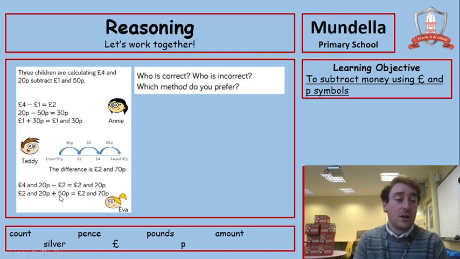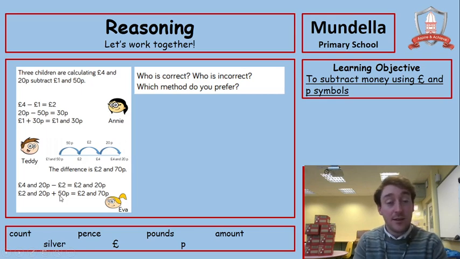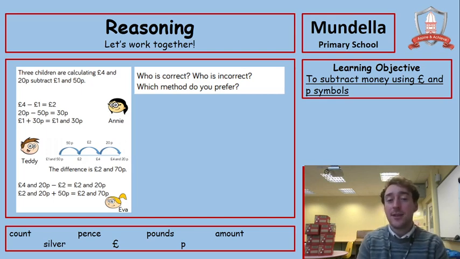Okay. Well, I suppose whichever method works best, we'll find out from this. But which method do you prefer? I mean, we've been using the number line so far, and that's been pretty good, but it's up to you. Anyway, who do you think is correct? Let's have a look. £4.20, subtract £1.50. So, Annie's taken away the pounds first. But for some reason, she's got £4 take away £1 equals £2. Is that right?